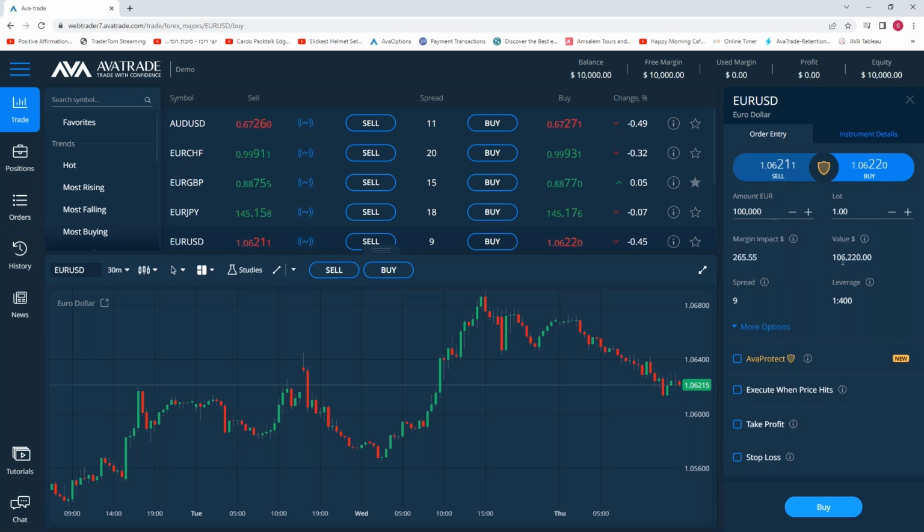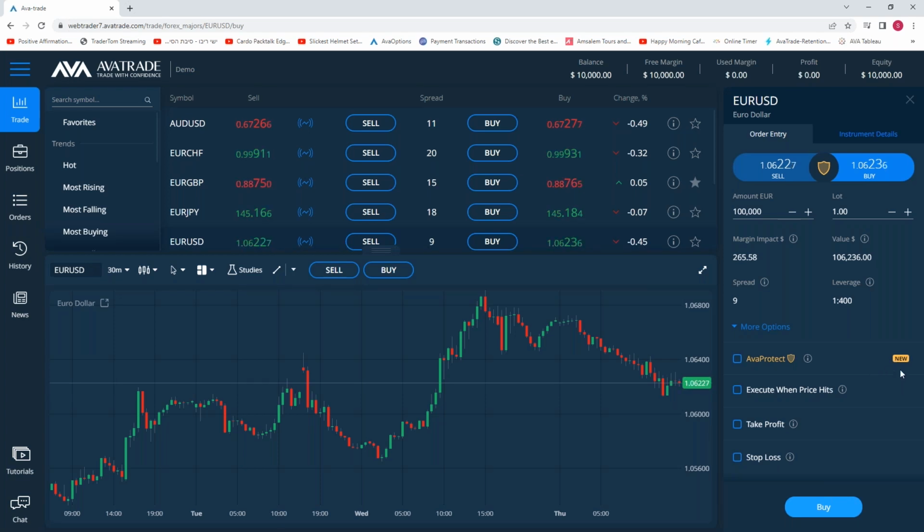Again, this is a separate thing. The value is 106,000. It depends on the leverage here. Leverage is 1 to 400, so this would be the used margin. And here's AvaProtect. AvaProtect gives the ability, again, you can find more on the website. You can talk to your account manager to get more specific information.